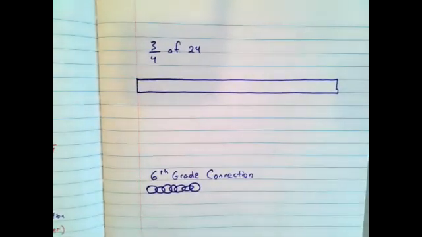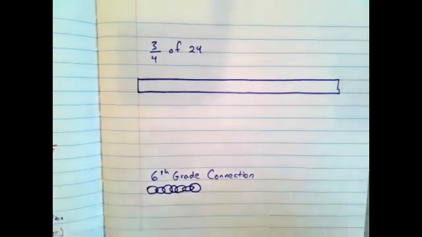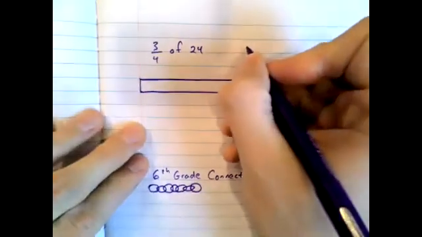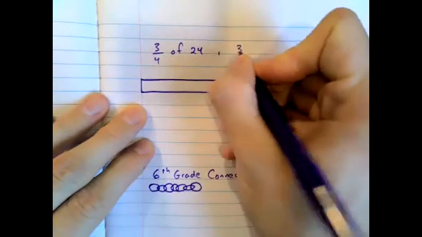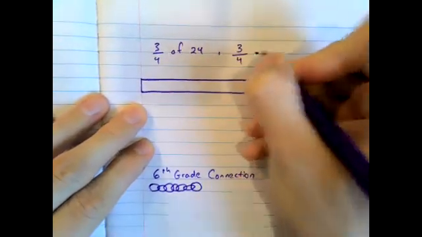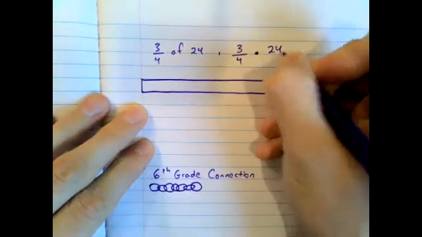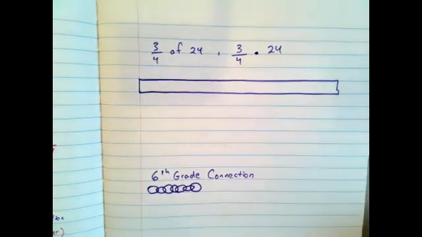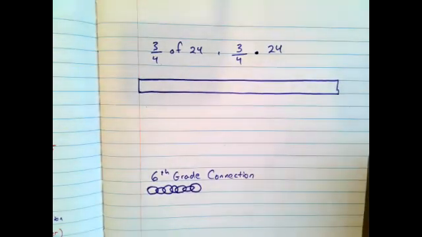All right, there we go. So let's look at the problem. 3/4 of 24. I can write this another way so I'm not confused. I know this problem is saying 3/4 times 24. I can figure this out using yesterday's method, but what we want to do is look at this visual model.